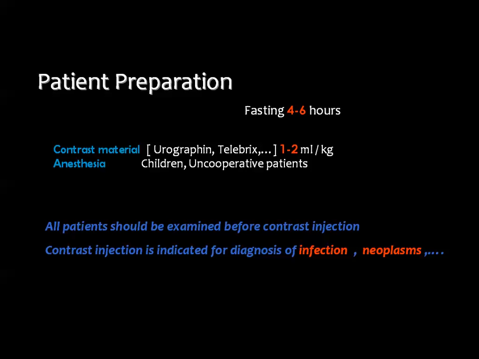The contrast material usually injected in the CT scan is the ordinary one, which is used for intravenous urography, like urographine and Telebrix, and the dose is in the range of 1 to 2 milliliter per kilogram body weight. And in some children and the uncooperative patients, we may need some sedation, and this also requires fasting for this period.